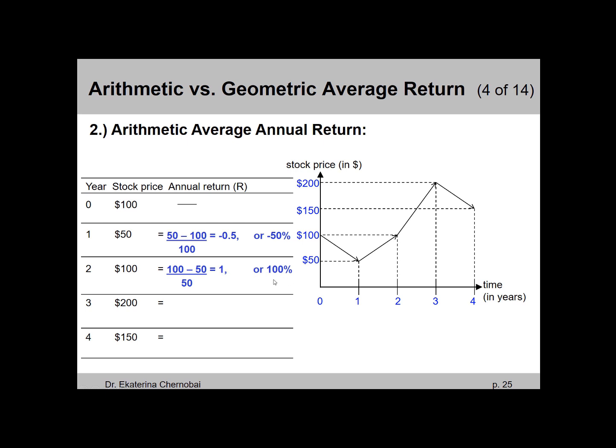In percent, that's a 100% increase. Next, you go from year 2 to year 3, right? From $100 a share to $200 a share, right? What does it tell you about the percent return? Is it 200%? Actually, it's also a 100% return, just like what we just found for the previous year.